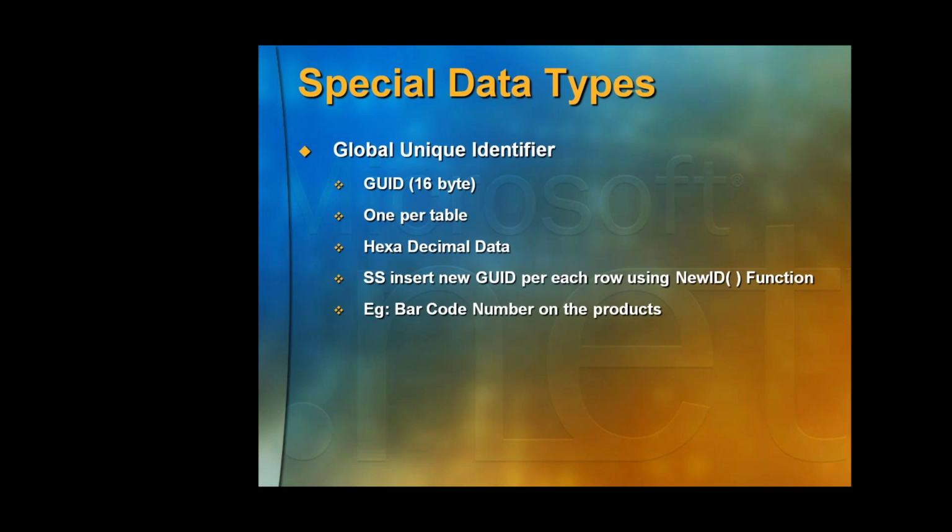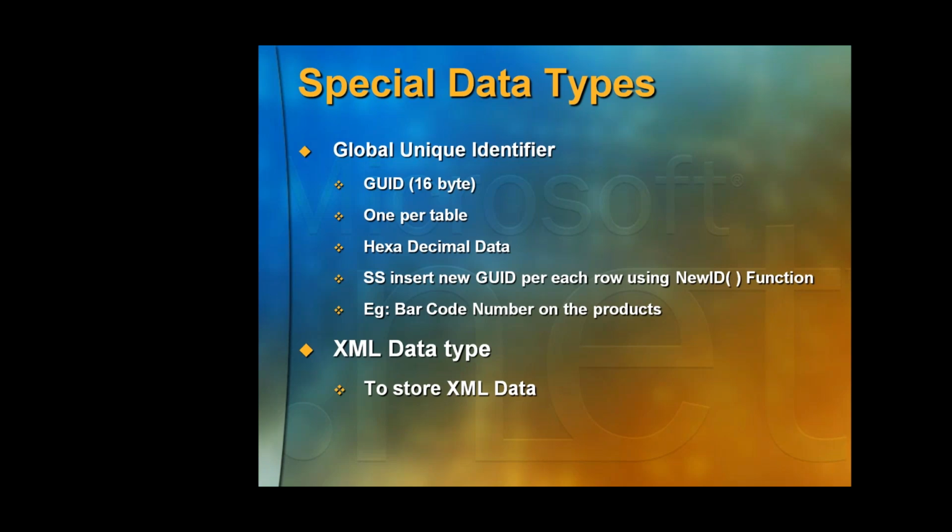So now, global unique identifier. It is called a GUID, 16 bytes, one per table, hexadecimal data will get stored. SQL Server inserts a new GUID per each row using the NEWID function, like barcode numbers on products. Clear? And we have XML data as well to store XML.